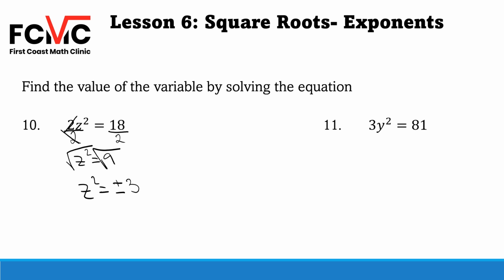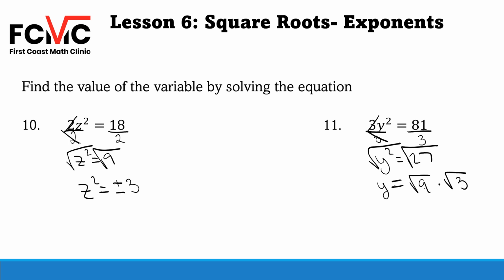And then number 11, let's get that y squared by itself. So I'm going to divide by 3. Divide by 3. 3's cancel out on the left. So I get y squared equals 27. Take the square root and square root. Well, that 27 is not a perfect square. So I'll get y equals, let's factor 27. So I could factor 27 into square root of 9 times square root of 3, because 9 times 3 gives me 27.